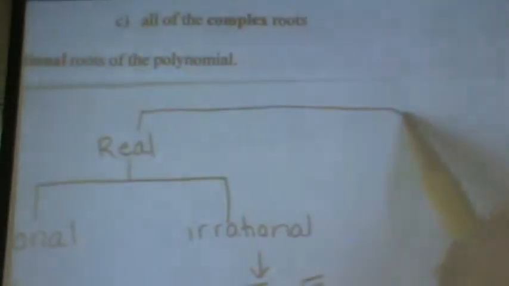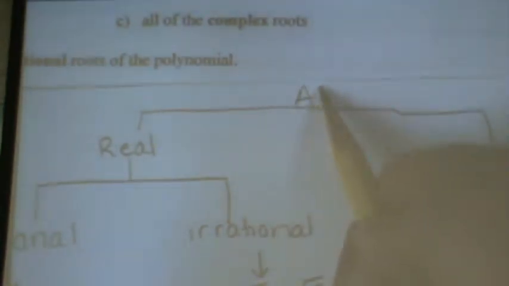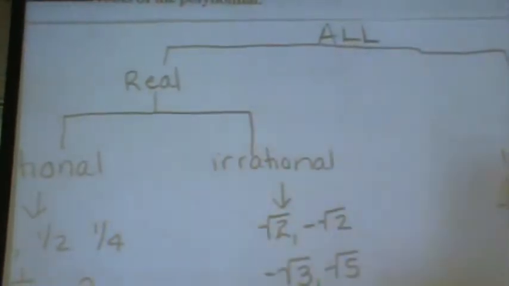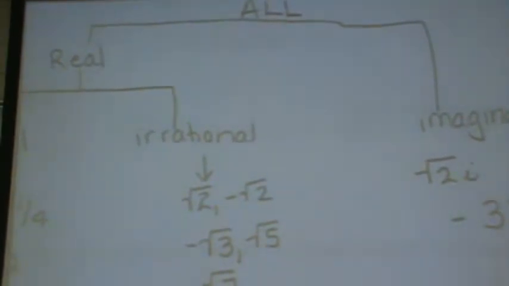Well, what about the imaginary ones? What do those look like? Root 2i. What about 9i, 3i, -3i? These are imaginary. These are your complex zeros. So your real, and we talk about imaginary, these are all the zeros. When we say all of them, I want real and imaginary. So real and imaginary are all of them.